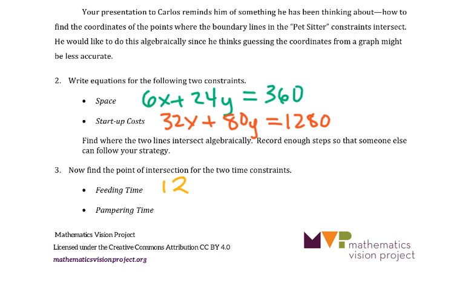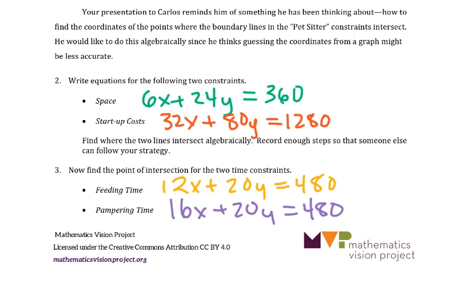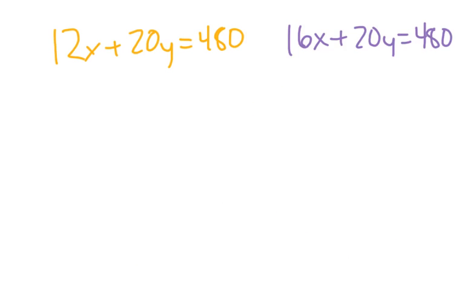I believe feeding time was 12x plus 20y equals 480. And then pampering was 6x plus 20y equals 480 as well. Now, I think we could probably start with the feeding and pampering time, honestly. Now, what I would recognize is the fact that they're both equal to 480, aren't they? So remember, equal sign means the two sides are the same thing. So if this 16x plus 20y and 12x plus 20y are both equal to 480, couldn't we say that 12x plus 20y has to be equal to 16x plus 20y?